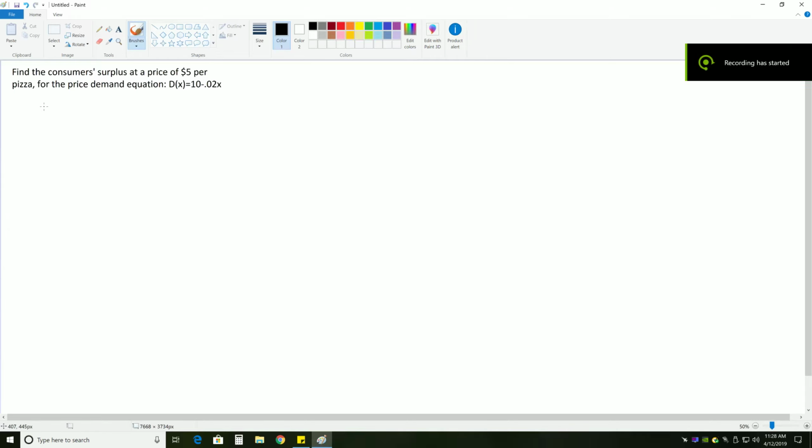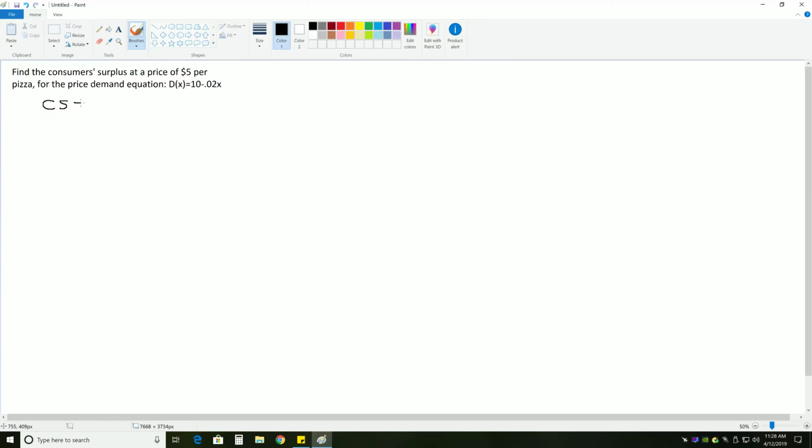In this problem, we want to find the consumer surplus at a price of $5 per pizza for the price-demand equation d of x equals 10 minus 0.02x. So, when we approach this problem, the first thing that we should note is the formula for consumer surplus.